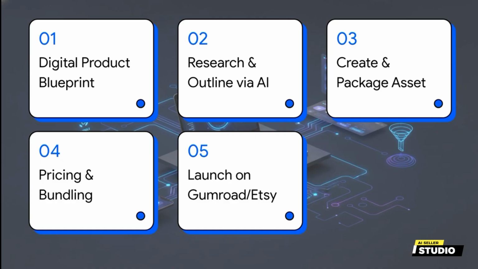1. The digital product blueprint. 2. Research and outline with AI. 3. Create and package your asset. 4. Pricing and bundling strategies. And finally, 5. Launch on Gumroad or Etsy.